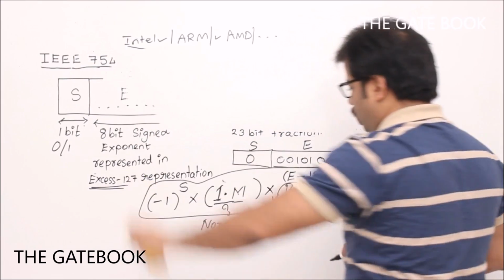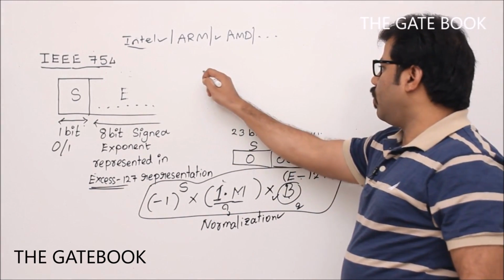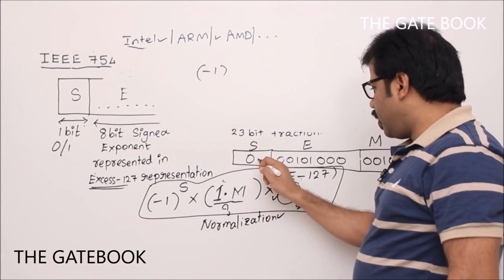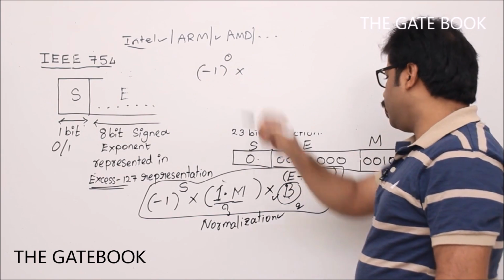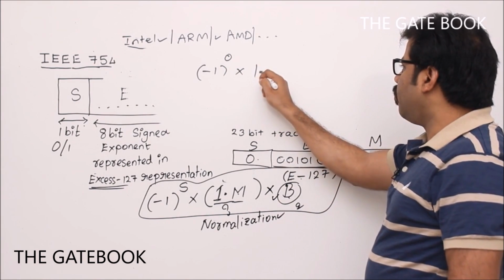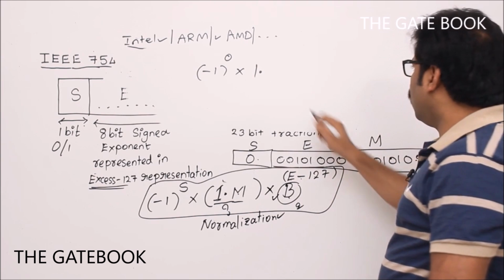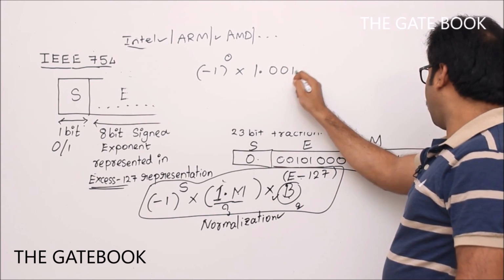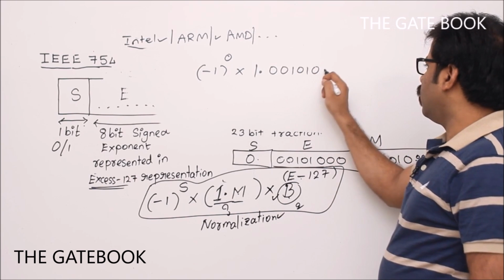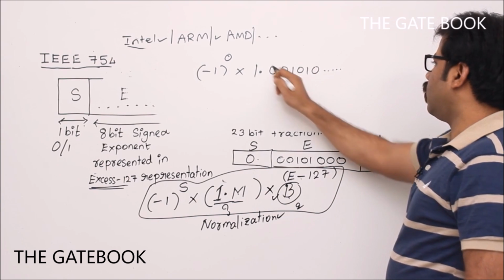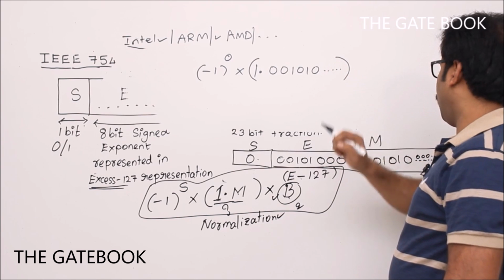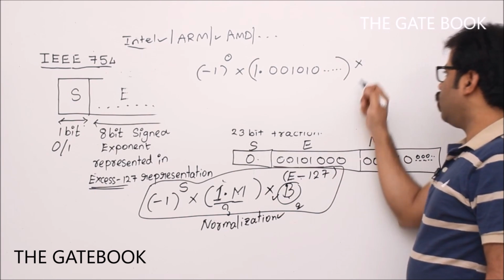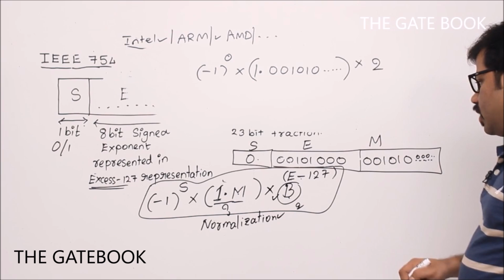See here, minus 1 whole power s. What is the sign bit? 0. Blindly write it, into 1 point mantissa. What is the mantissa value? Here like this, 1 point. Blindly copy first: 0 0 1 0 1 0, and so on, some zeros, into base 2 power exponent minus 127.